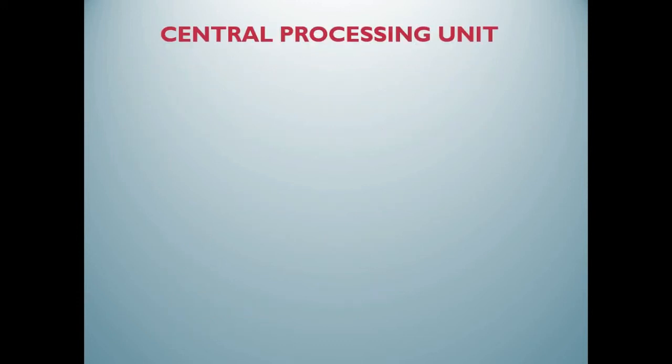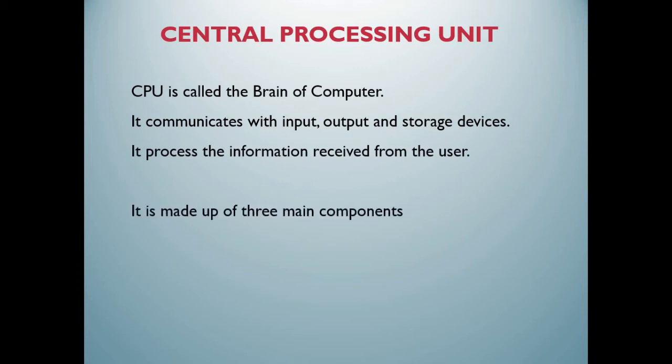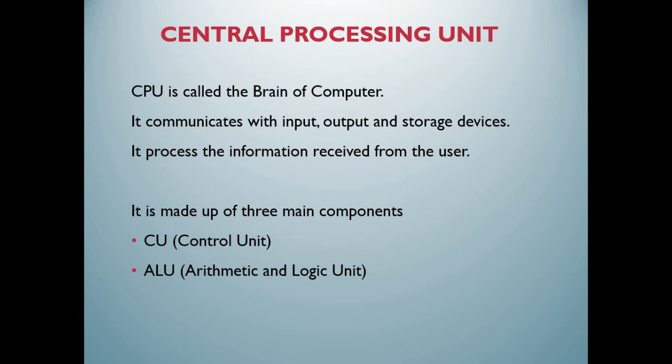So next, coming for the most important part, that is central processing unit. CPU is called the brain of computer. It communicates with input, output and storage devices. It processes the information received from the user. It is made up of three main components, that is CU, control unit, ALU, which has been expanded as arithmetic and logic unit, and memory unit.